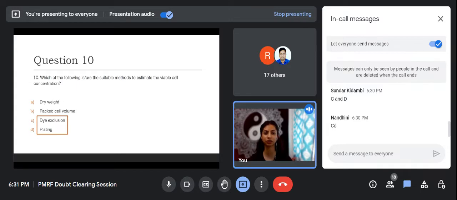Right? So in case no one has any doubts, anyone has any doubt?